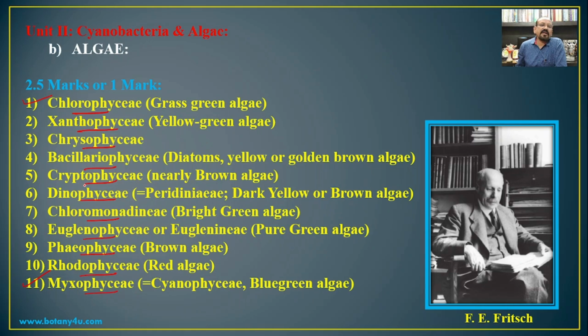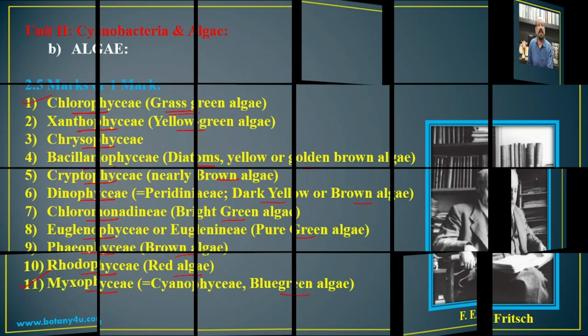So any one of these can be asked for 2.5 marks or 1 mark, and if the question is asked on the classification of algae for 5 marks, then we have to provide the characteristic features of these different classes. Here again the 1 mark question will be on grass green algae, yellow green algae, diatoms, yellow or golden brown algae, dark yellow algae, then brown algae, bright green algae, pure green algae, brown algae, red algae or blue green algae. So even such words can be used to ask the 1 mark question in the examinations.